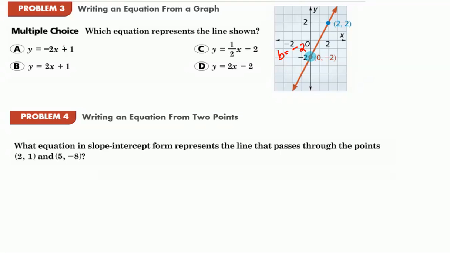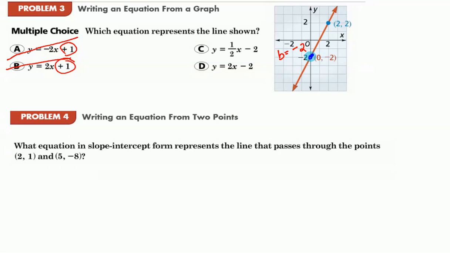So if I go through these, I can cancel out A and I can cancel out B because those don't have the negative 2 that we need, and these have the negative 2. So we need to go down to those, either C or D. Now the next thing is we need to find our slope. To find our slope, we're going to start at this point of negative 2 and then we're going to go all the way to this point over here where 2, 2 is.